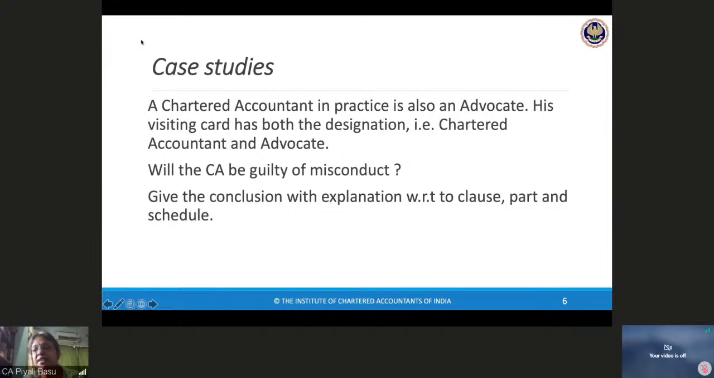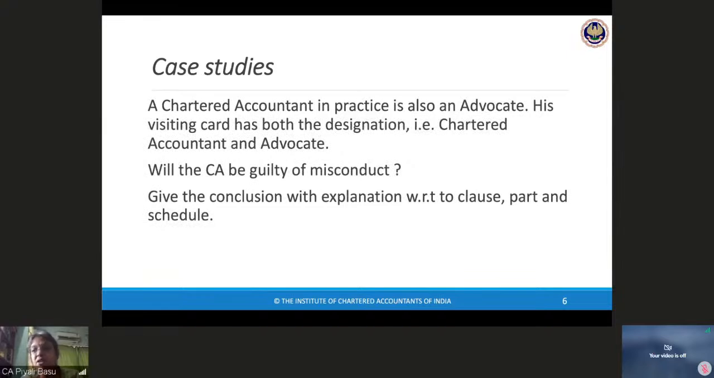But if he has only given the degree that he is an LLB, that is allowed, because the Bar Council is being accepted by the Chartered Accountants Act, where it is saying that if you are taking any degree from these professional bodies, it is acceptable. Under that regulation 53, that's allowed. But you cannot write the designation.